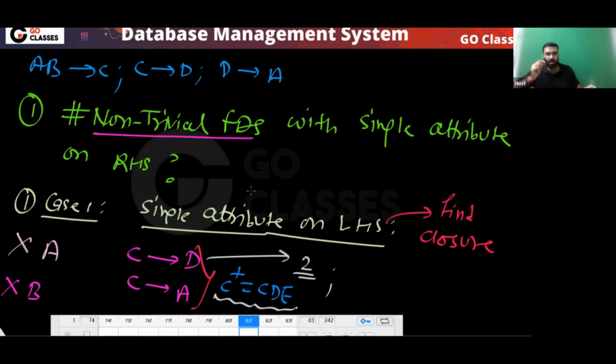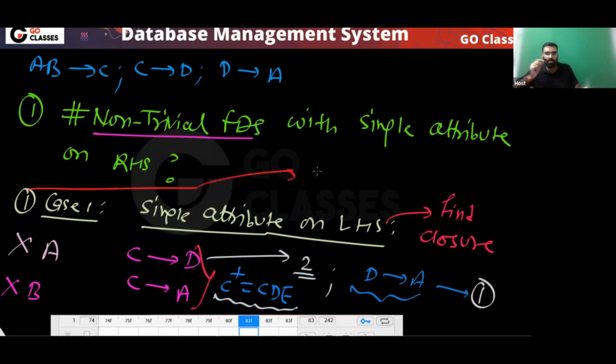What about D? Yes, D can determine only A. Okay, there is one. So finally, in this case one, how many did I get? Total in case one, 3 I got. Yes or no? C to D, C to A, D to A. So in case one, I got 3.